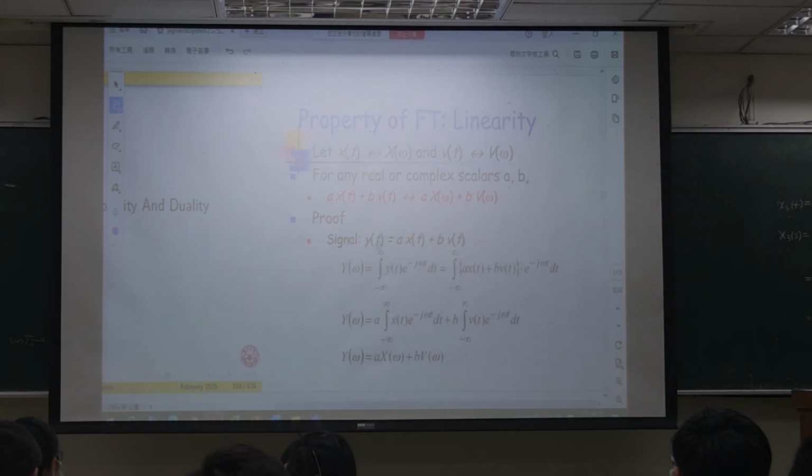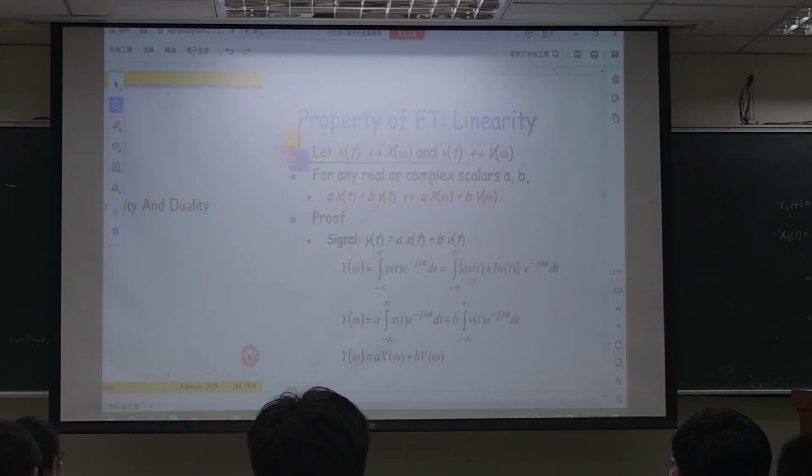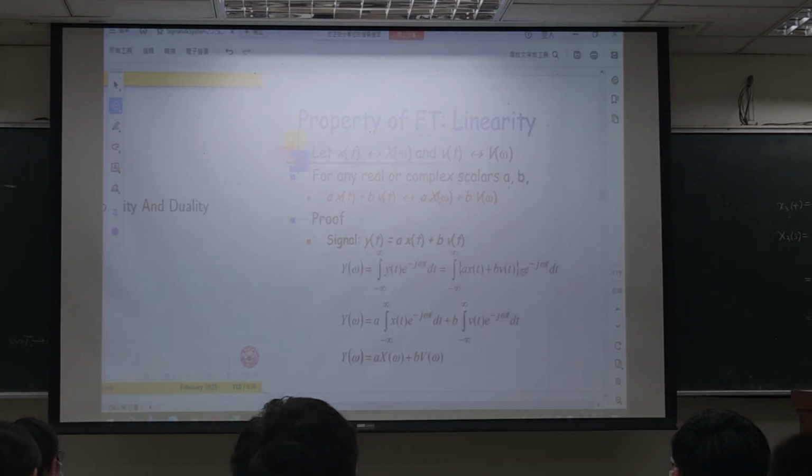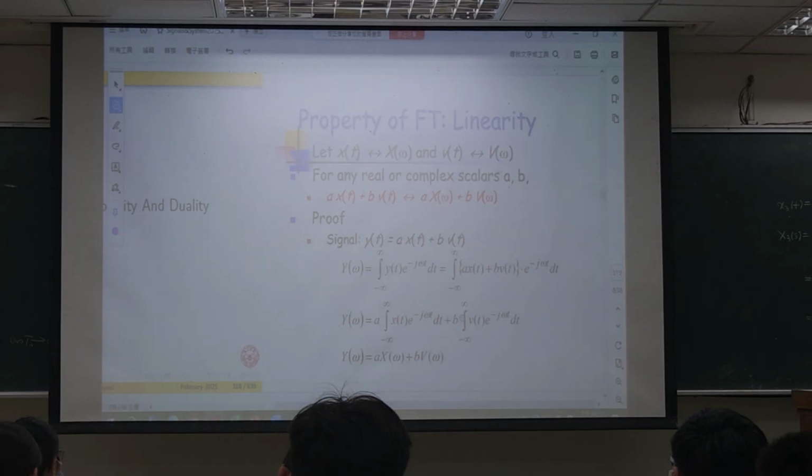Define y of t as a times x of t plus b times v of t, and plug it into the Fourier transform. We replace y of t by a x plus b v, and then we split these two functions. Then we have a times X of omega, the Fourier transform of x of t, and b times V of omega, the Fourier transform of v of t.